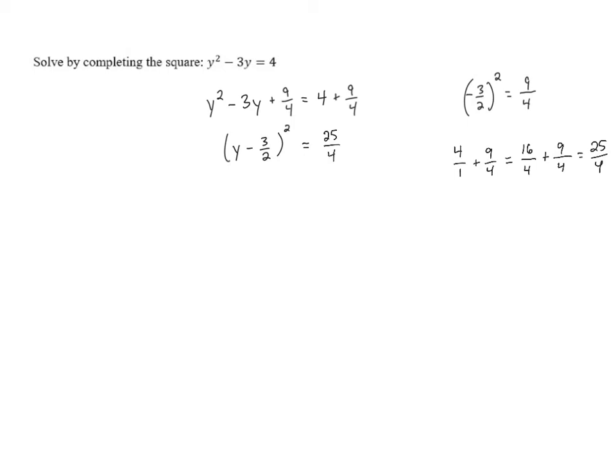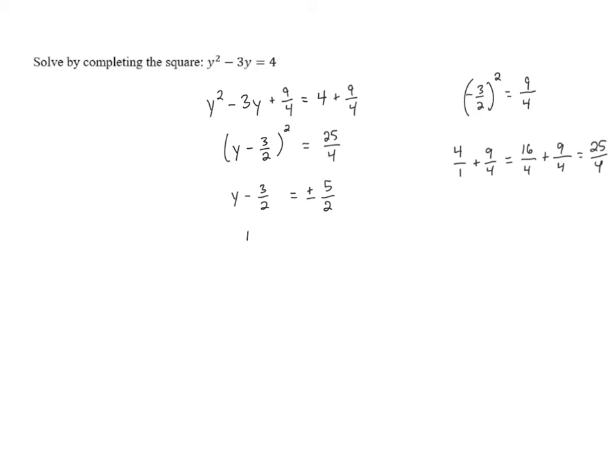Now we can apply the square root property and take the square root of both sides. On the left, the square root of y minus 3 halves squared is just y minus 3 halves, because taking the square root undoes the squaring. On the right, we've got plus or minus, and the square root of 25/4 is 5 halves. So we end up with plus or minus 5 halves on the right-hand side.